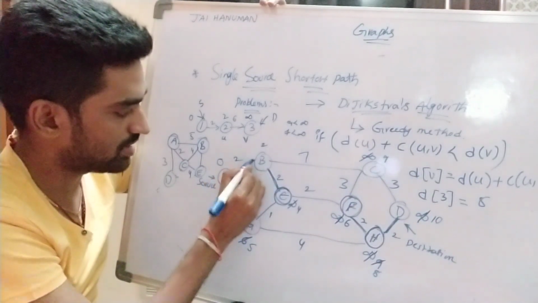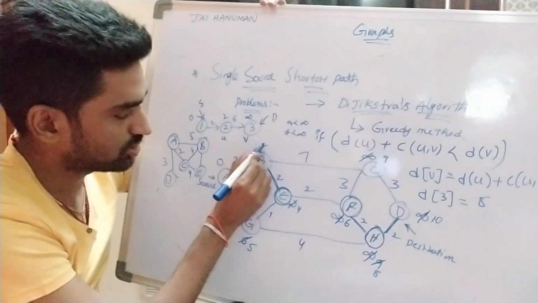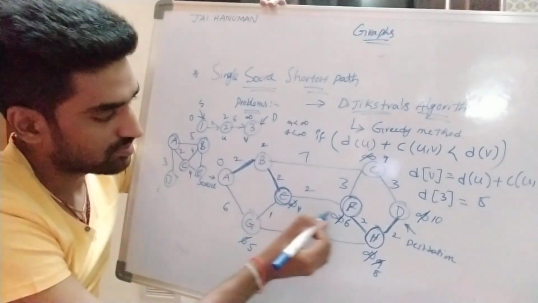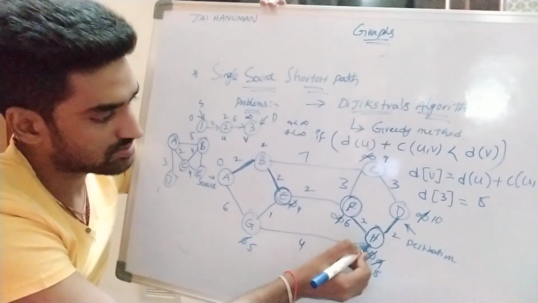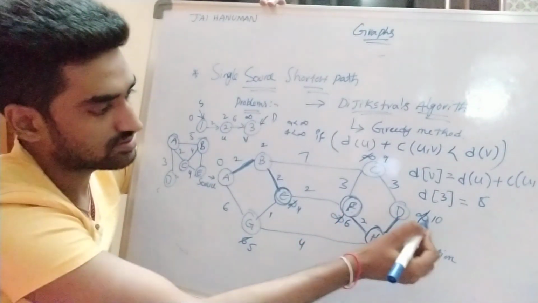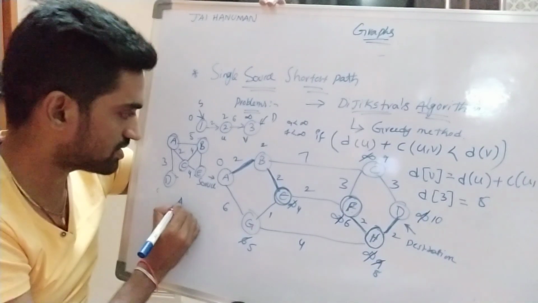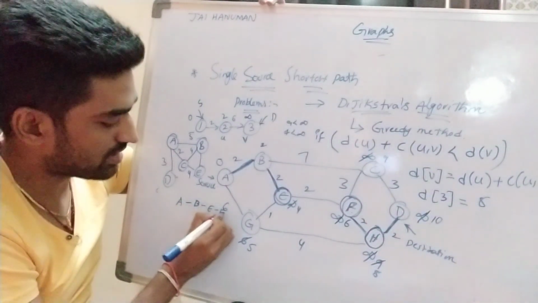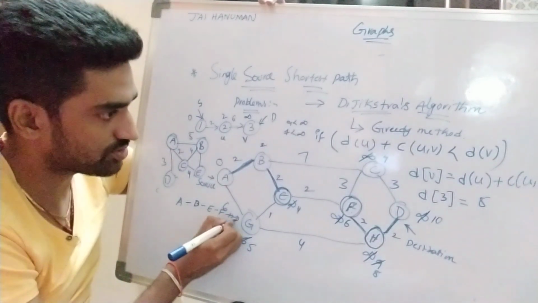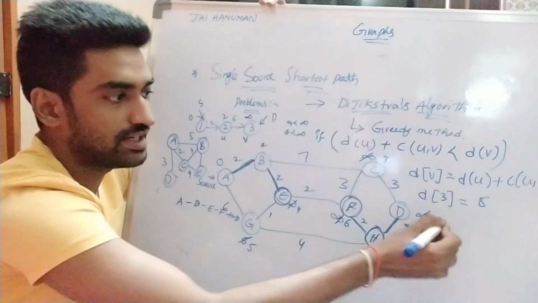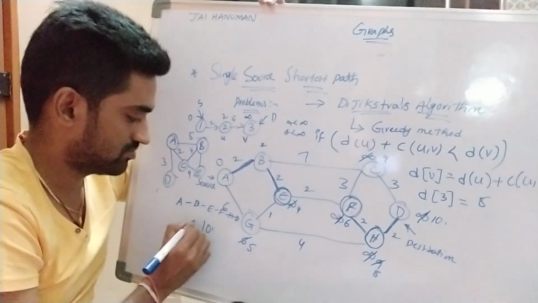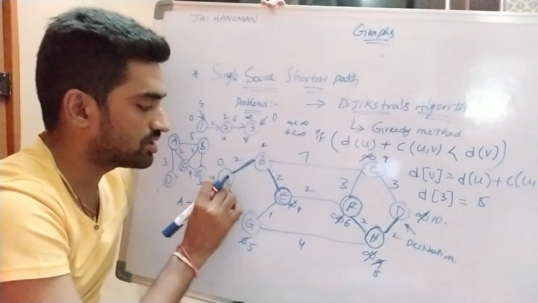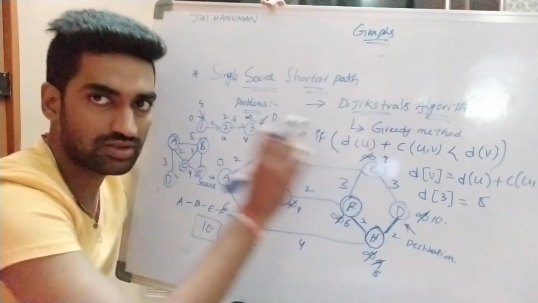Here A to B, A to E, 4, 6, 8, 10. So the possible shortest path is A to B, B to E, E to F, F to H, H to D. So the total cost is 10. This is the shortest path between source node A and destination node D, right?